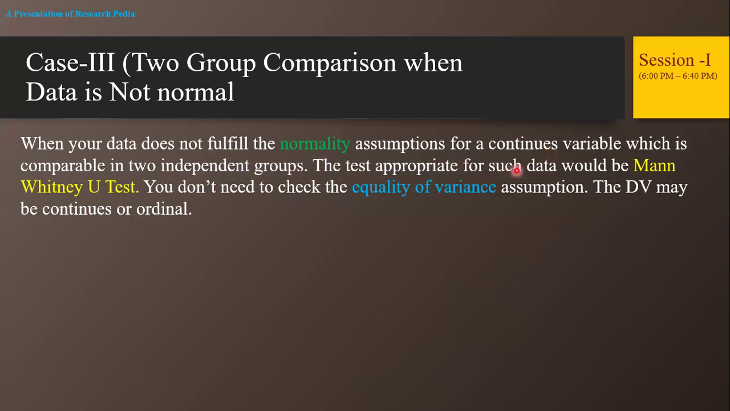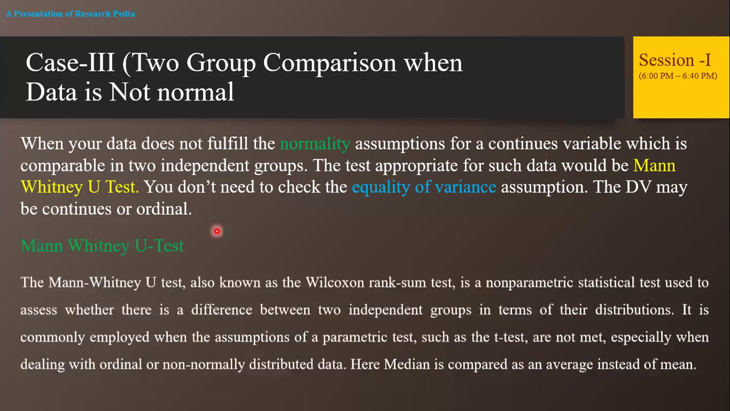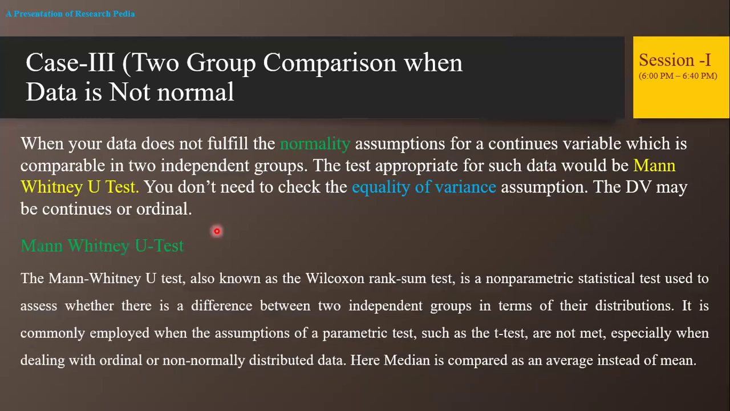The test appropriate for such data would be the Mann-Whitney U test. You don't need to check the equality of variance assumptions. That is the important thing. Whenever your data becomes not normal, you don't need to check the equality of variance. The DV may be continuous or ordinal. So what is the Mann-Whitney U test?